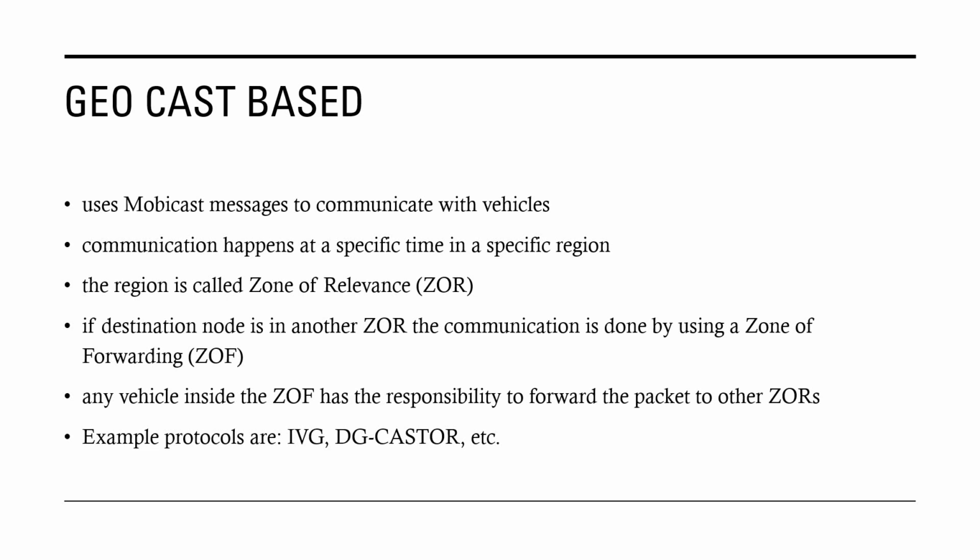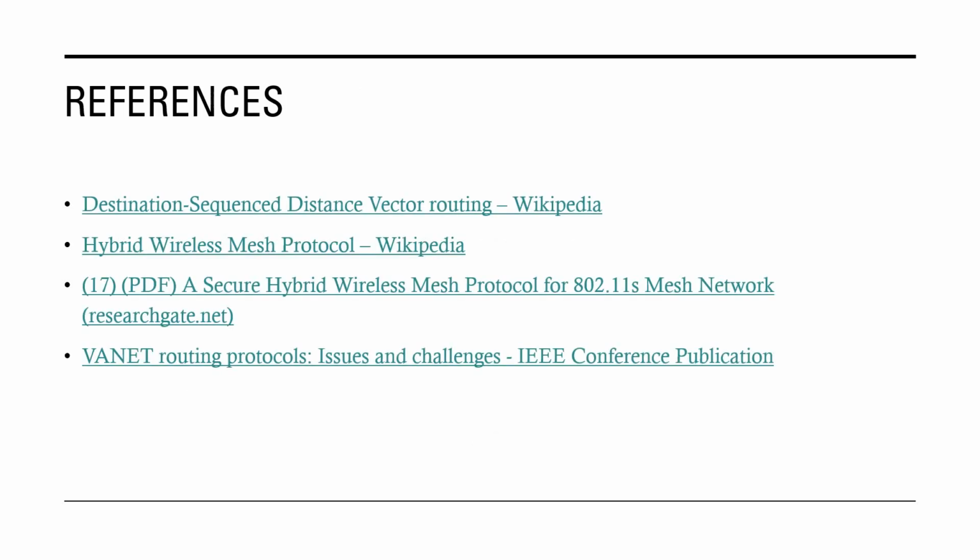So these were the different categories of VANET routing, and there are some references here as well so that you can look up those protocols. One is for destination sequence distance vector routing, or DSDV, and the second one is for hybrid wireless mesh protocol, or HWMP, and the third one is for hybrid, the same as before, but instead of Wikipedia, this is a research paper. And the last one is for VANET routing protocols. The last five categories that we read can be found here.